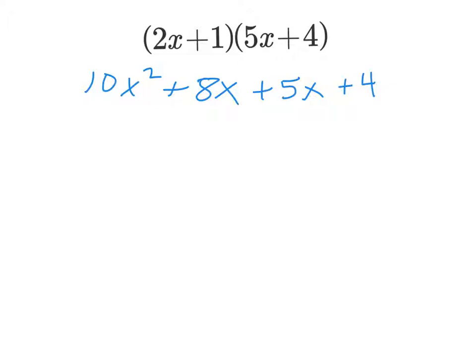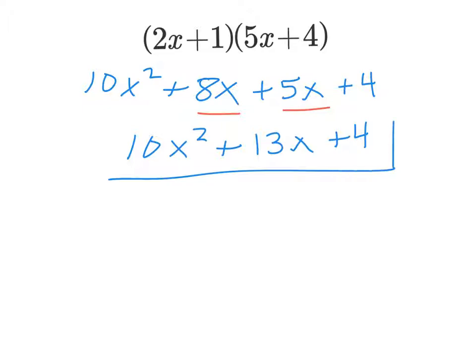Notice that these two terms here are like terms. So on my next step, I would combine any like terms I get, 10x squared, and then the 8x and the 5x gives me a 13x, and then plus 4. This is as far as you can simplify since none of these are like terms. So that's what you would get when you multiply.